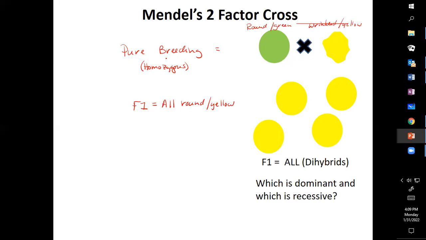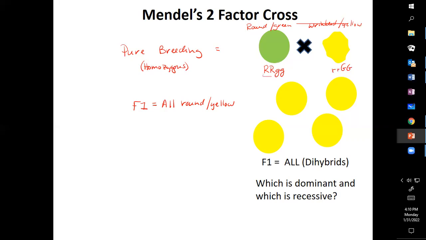And so if this is pure breeding and homozygous for the green trait, and if this is recessive, we'll call it little g. But we know that green is recessive and that yellow is dominant because the yellow is masking the green. And all the seeds are round, so that means that the round characteristic is dominant. So we'll use that same symbol we used before. And that the wrinkled is recessive.